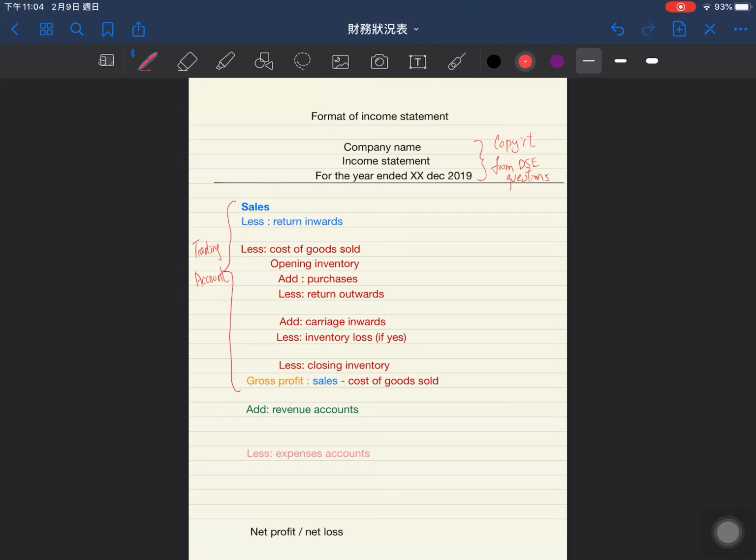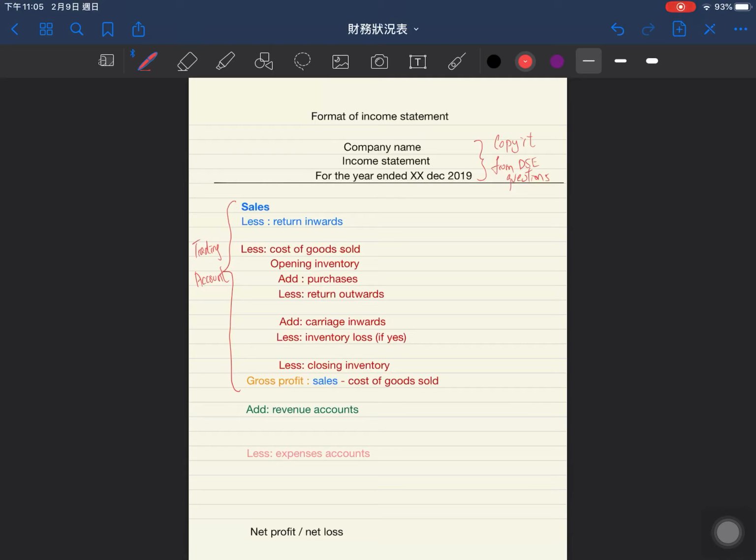And lastly, inventory loss. When we talked about the chapter of inventory, we learned inventory loss. And finally, we list the closing inventory. In some questions, they may provide the amount of closing inventory at the bottom of the question. It may not show in the trial balance. Finally, when sales minus cost of goods sold, we can get the gross profit.